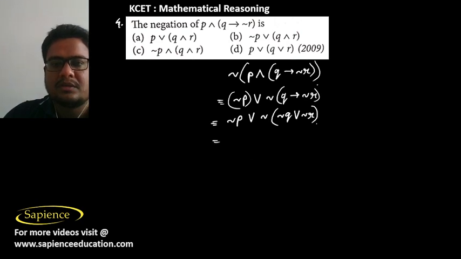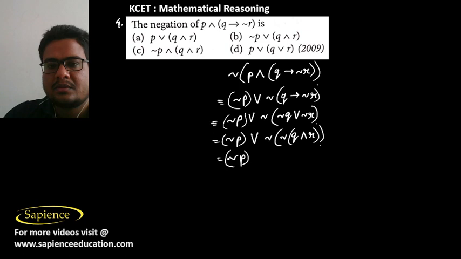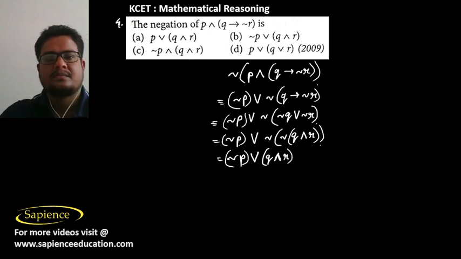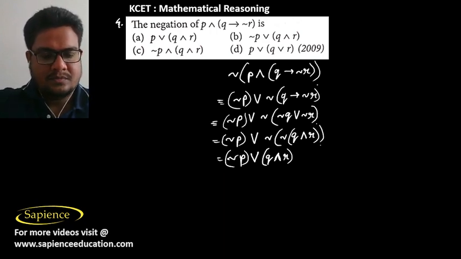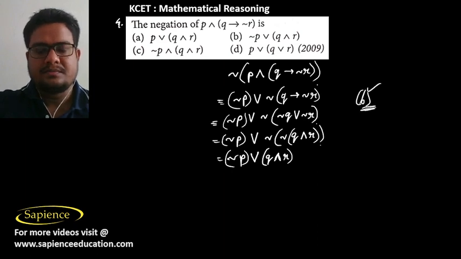Then here again we can apply De Morgan's law. Not P or not of not Q or not R, which is not P or not of not Q and R. This will be not P or, not of not is the same thing, so that is not P or Q and R. So option B is the correct answer.